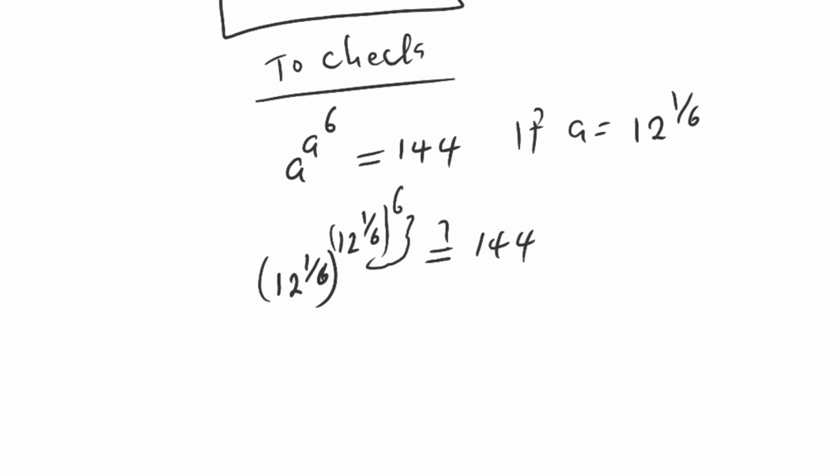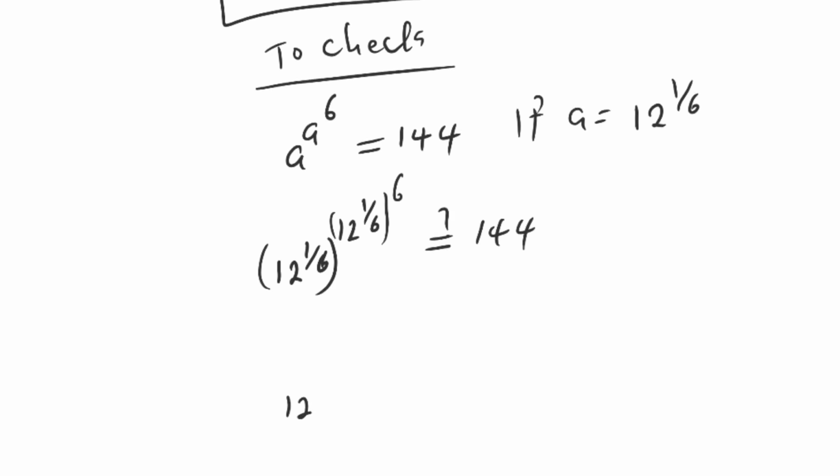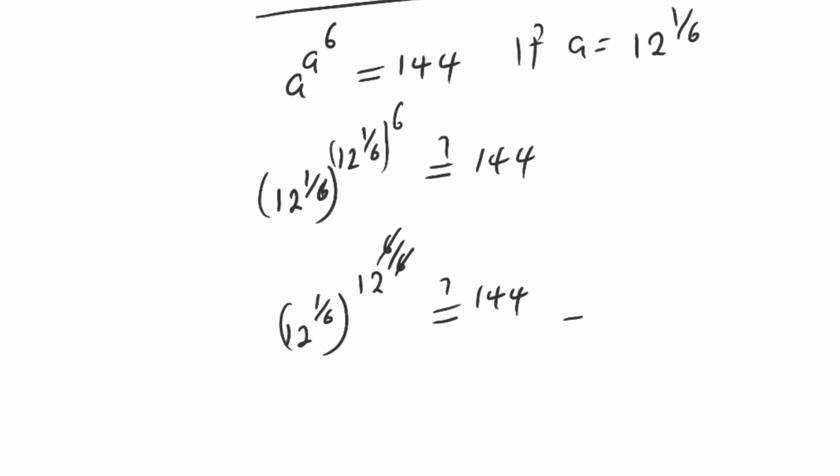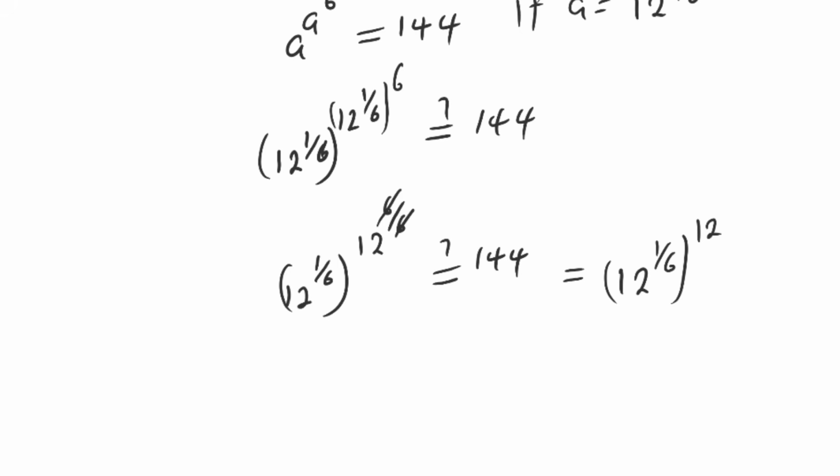This is 12 raised to power 1 over 6 to the power of 6, which must be equal to 144. And you know that we are still following the rules of a raised to power m to the power of n is equal to a raised to power mn.